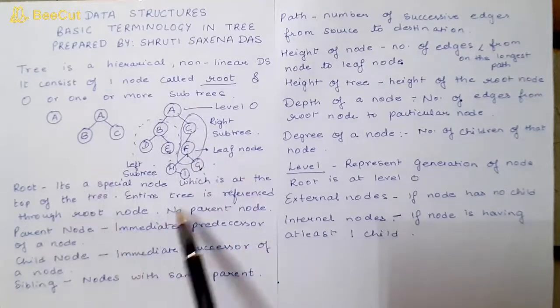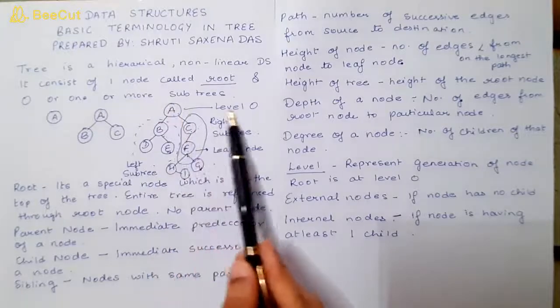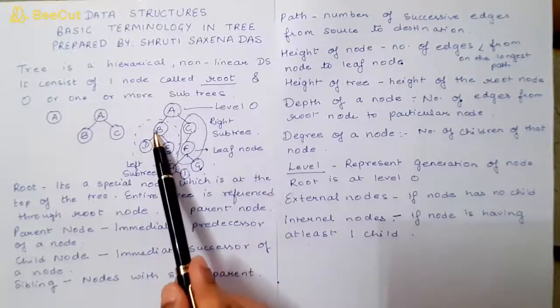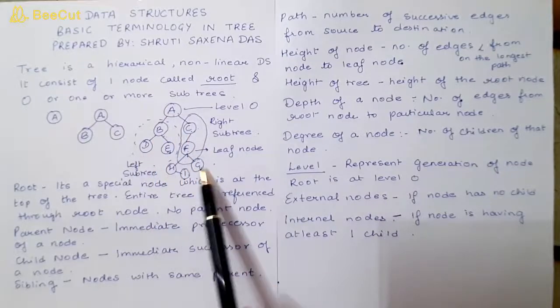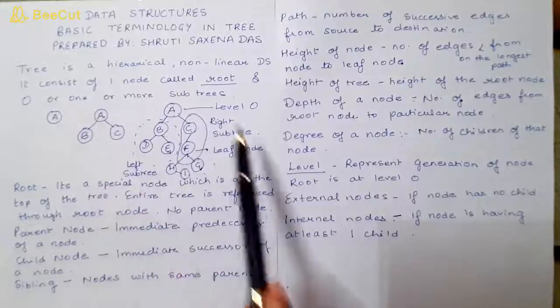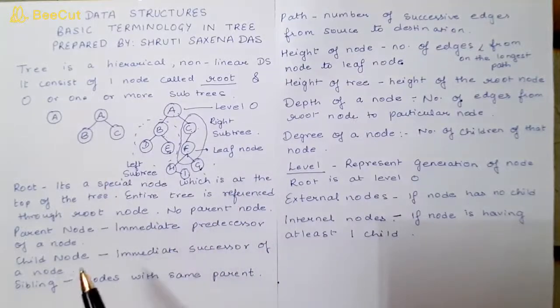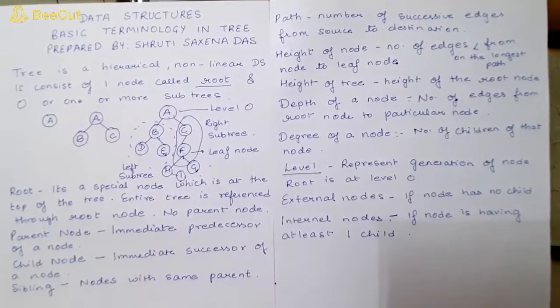So for this tree, how many levels are there? Level 0 is for root, B and C are level 1, D, E, F level 2, H, G level 3, and I level 4. This tree is having 4 levels starting from 0.